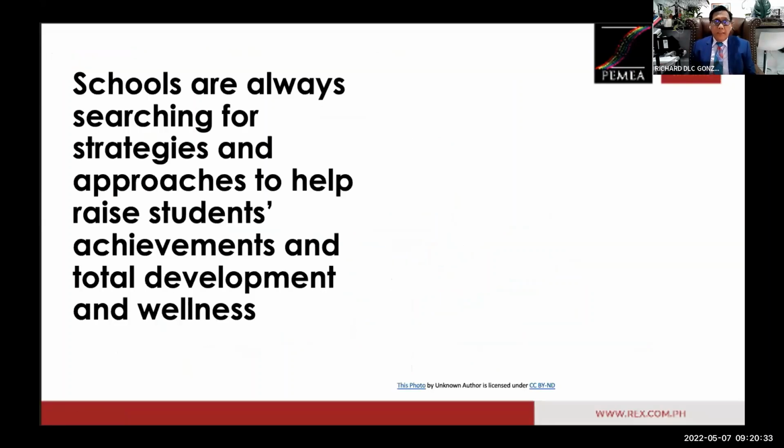Schools are always searching for strategies and approaches to help raise student achievement and total development and wellness. And that's the reason why we're here today. School administrators, such as principals and even head teachers, rely on teachers and counselors to collect data and use a wide range of data to inform decisions at all levels of the school system or education in general, from individual students to classroom to school-wide, even district, regional, and national.